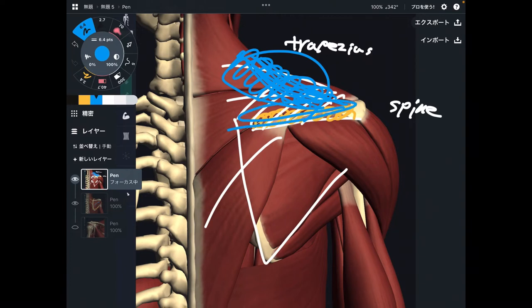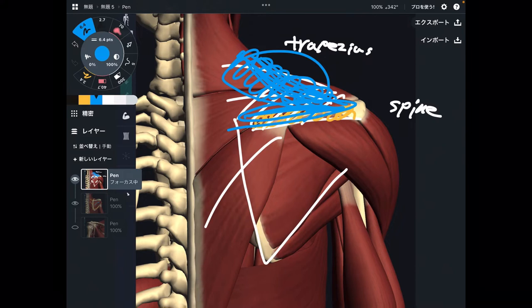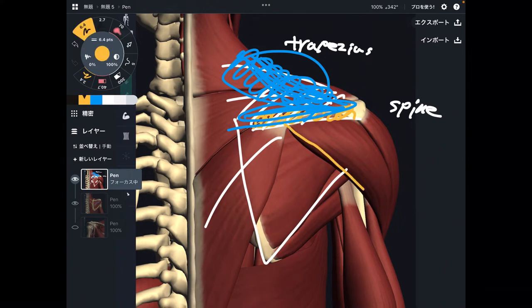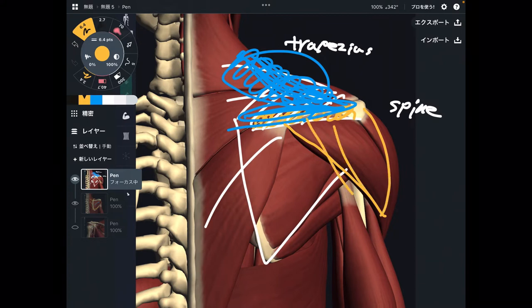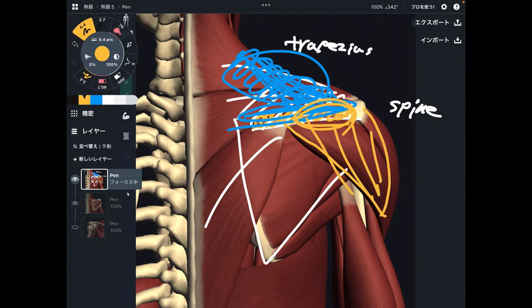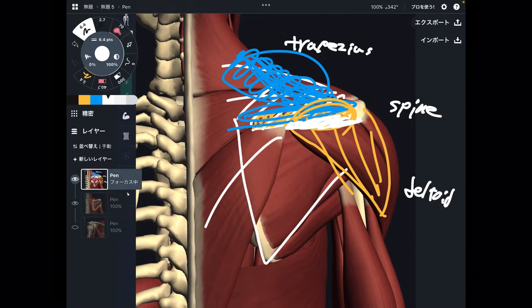The reason is simple, because the trapezius attaches to here. Simple, right? Then, the deltoid also attaches to the spine of the scapula. The deltoid, this is the big shoulder muscle. When this part gets tight, shoulder mobility decreases. That also makes sense. Let's go to the deeper layer.